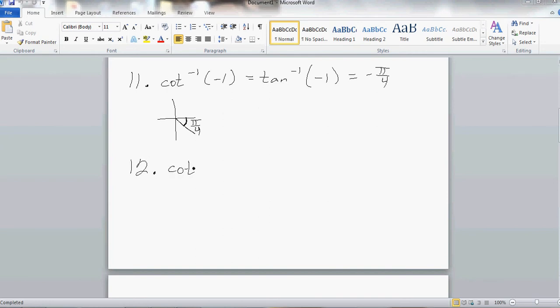Example 12. Arc cotangent of the square root of 3. First thing we have to do is get this into usable form. So that would be arctangent of the reciprocal. Well, the reciprocal of root 3 is 1 over root 3, or root 3 over 3.